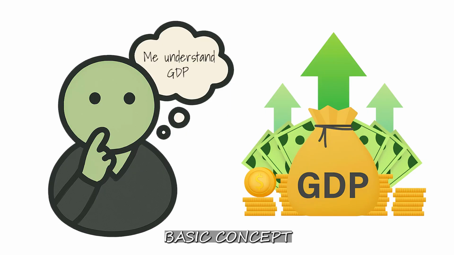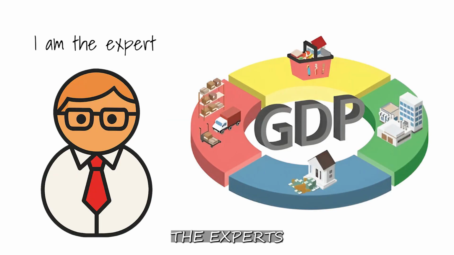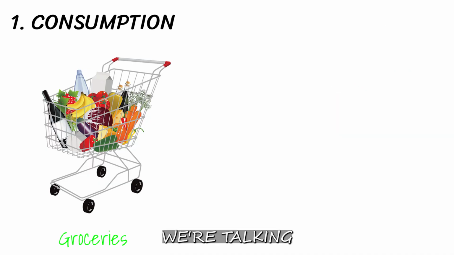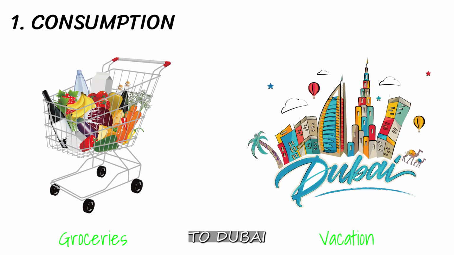Components of GDP. Now that we have a basic concept of what GDP is, why don't we look at some of its components? According to some of the experts, it may be best to break GDP down into 4 main components. 1. Consumption. Apparently, this is the amount of money that families and households spend on goods and services. We're talking about anything from groceries to vacations to Dubai.